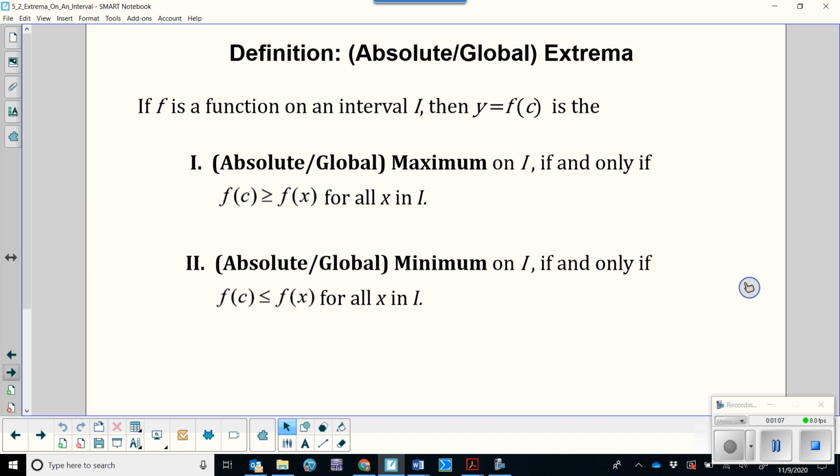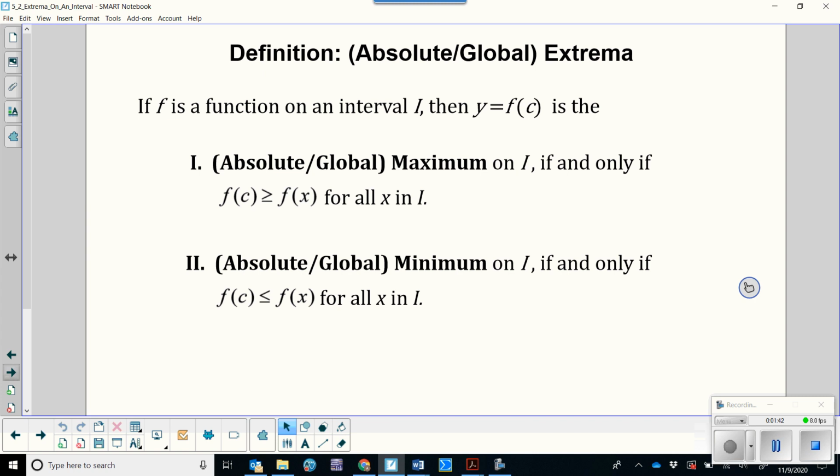So, absolute or global extrema. If it doesn't say anything else, if it just says find the maximum, then that means the absolute maximum. This is the place it occurs, y equals f of c. So f of c is the maximum. Remember, it's got to be a y value. It's greater than all other values of f for all x's in the entire interval.